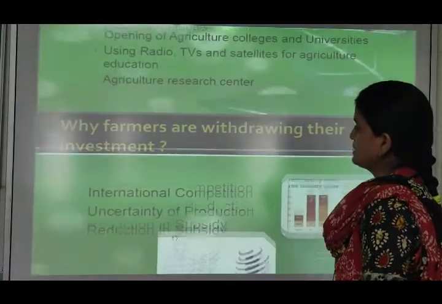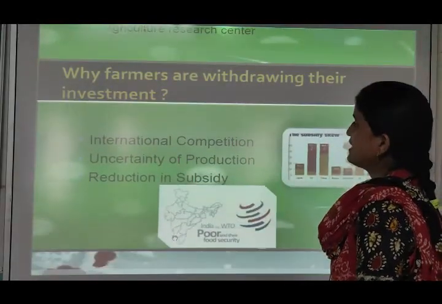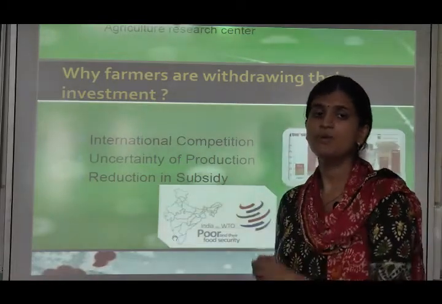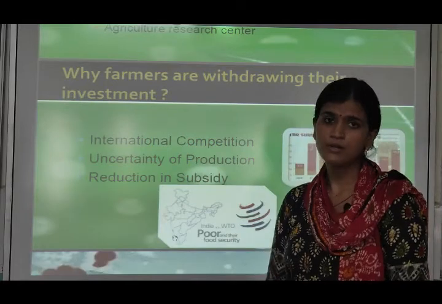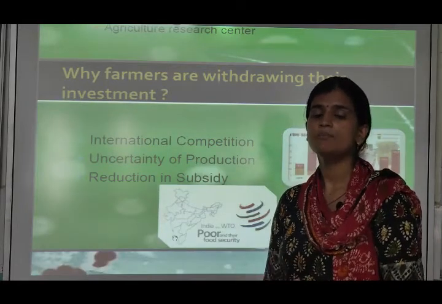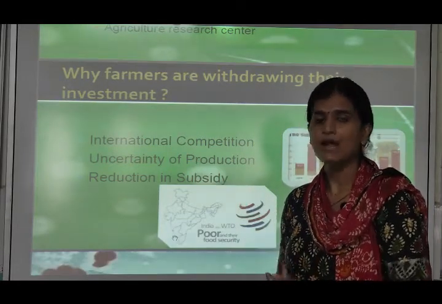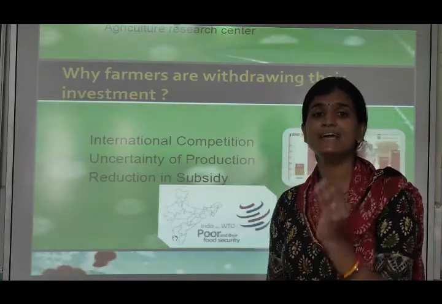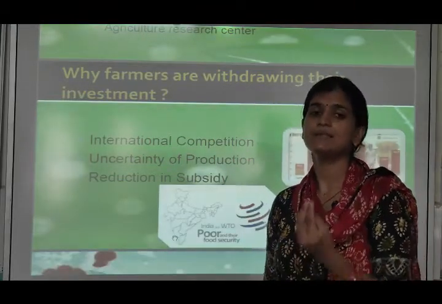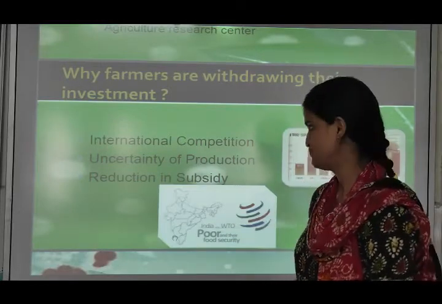Then what was the problem here, why were farmers withdrawing their investment? What was the problem with the farmers? First, they were facing international competition, means competition with different countries. And why was it? Because there was a reduction in duties and taxes, which increased the international competition.